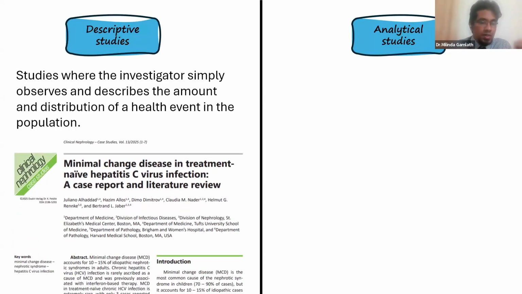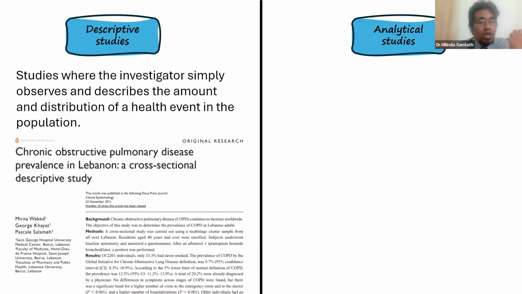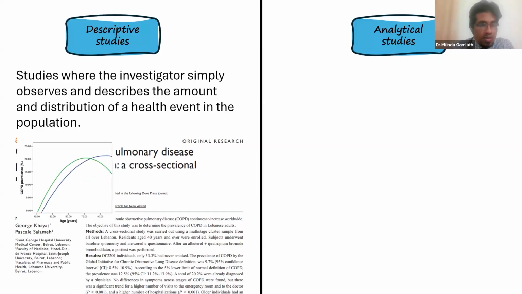So something like this. This is a case report on a single disease, right? This is a case report on minimal change disease in treatment-naive hepatitis C virus infection, right? So this is a case study and we will learn what case studies are. Then you have this sort of thing, which is chronic obstructive pulmonary disease prevalence in Lebanon, right? So this is simply looking at the distribution of COPD in a certain country. This had certain graphs like this, which show the distribution of disease over age, which is distribution across person.